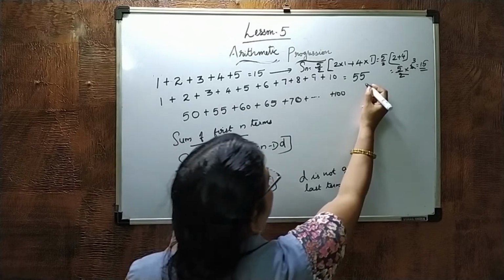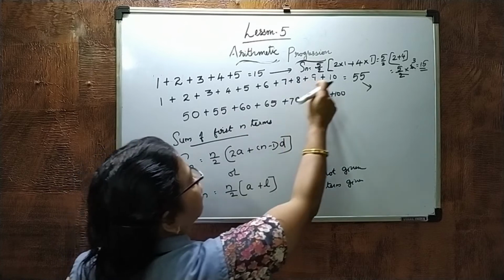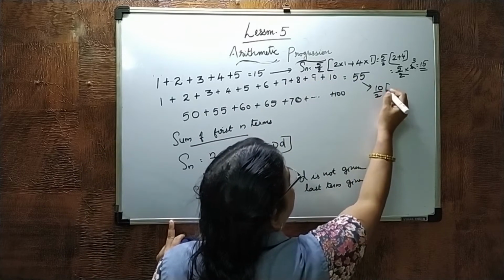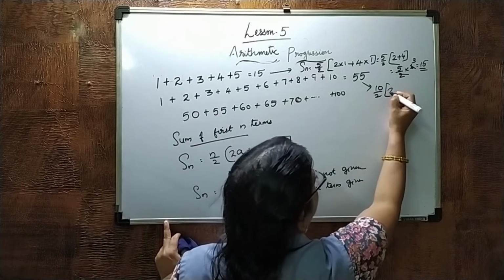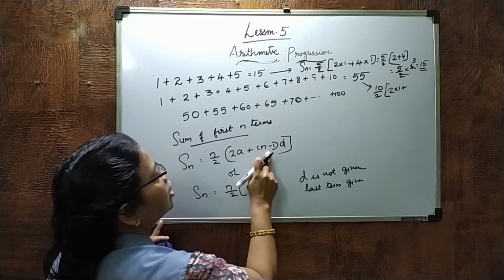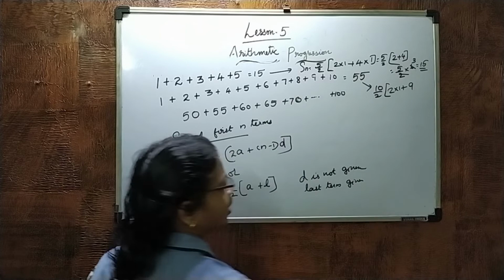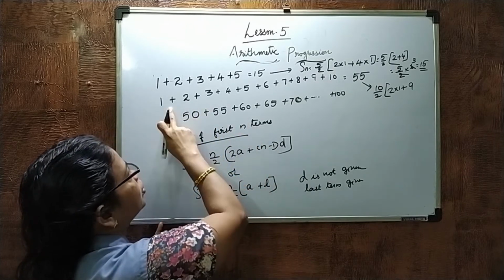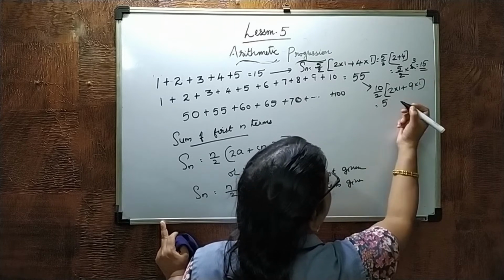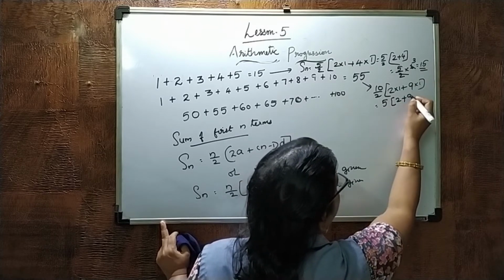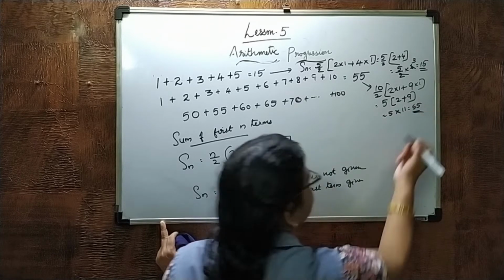Next one, here also just find out n by 2. How many terms are there? 10 terms are there. So 10 by 2 into, what is the first one then? 2 into a, 2 into 1, plus n minus 1. How many terms are there? 10. 10 minus 1 is 9. d is 2 minus 1, it is 1. So 10 by 2 is 5 into 2 plus 9. You will get the answer 5 into 11, you will get the answer 55.